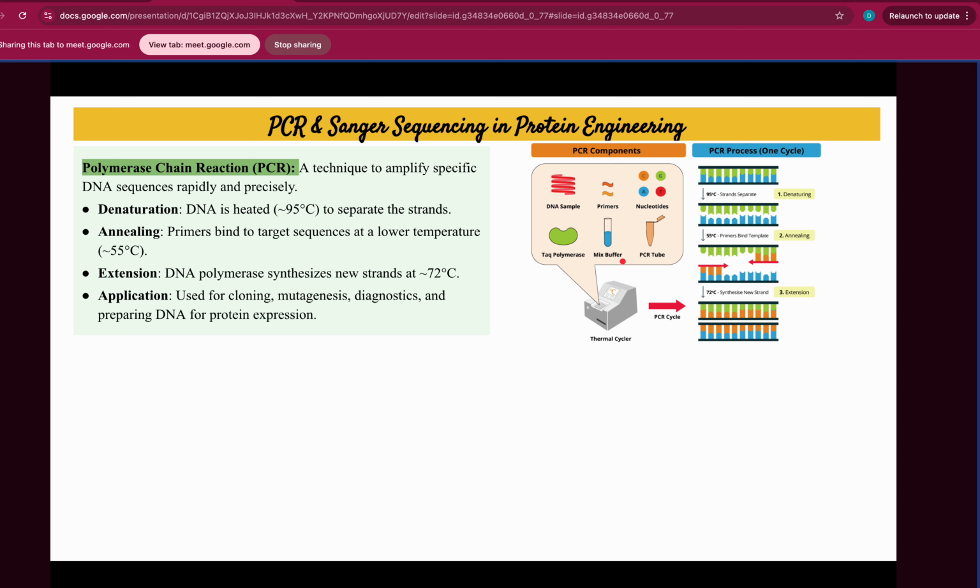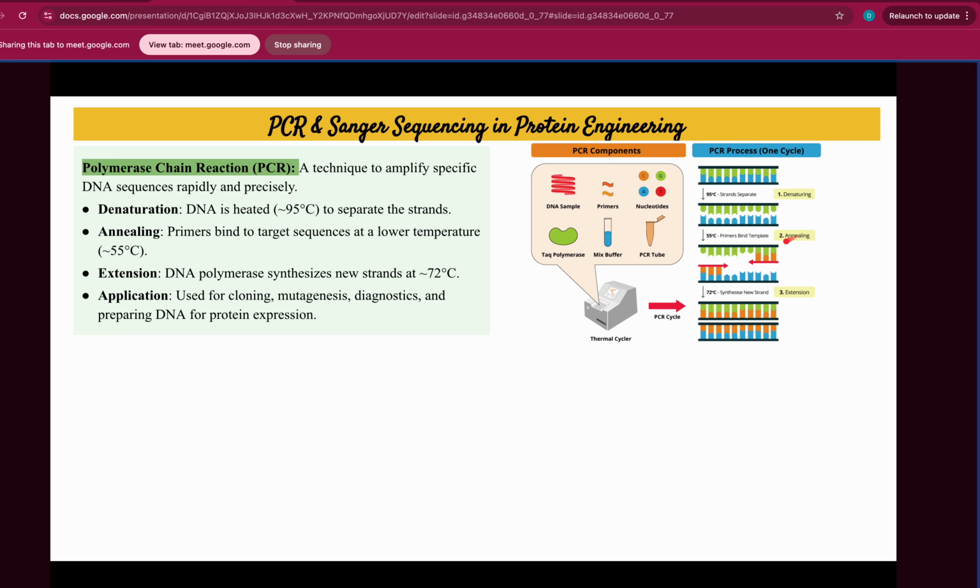And then we use a buffer, because in our cell the DNA is present in an aqueous environment, so to replicate the same environment we use the buffer. Then we have a PCR tube in which the entire process of DNA synthesis takes place. And this is a thermal cycler, a machine in which the PCR process takes place, which provides efficient conditions. In the PCR cycle, the first step is denaturation, in which our double-stranded DNA breaks into two single strands.